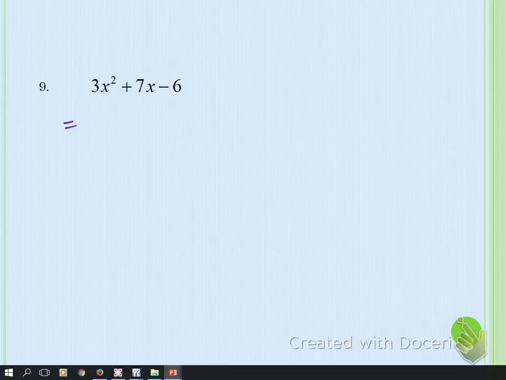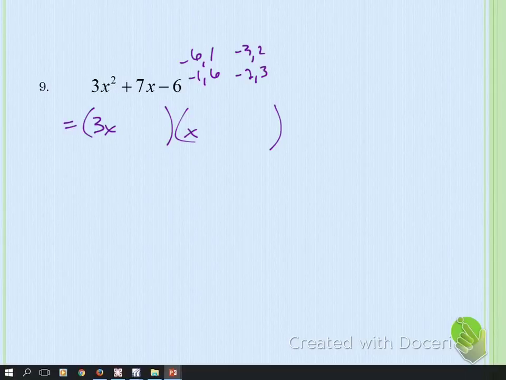Okay, not a GCF that we can factor out. So we make our parentheses, factor the first term into 3x and x, factor that last term. We could go negative 6, 1, negative 1, 6, negative 3, 2, negative 2, 3. Now, our smiles tell us that one of the factors is going to get multiplied by 3, add the other one, and we're supposed to get positive 7.